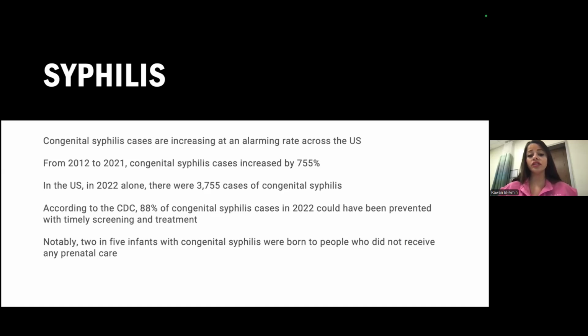88% of congenital syphilis could be preventable, and 2 in 5 infants with congenital syphilis were born to patients who did not receive any prenatal care. So that's why it's very important to screen them outside of pregnancy, in pregnancy, and follow up postpartum too.